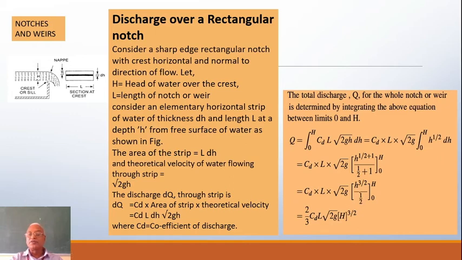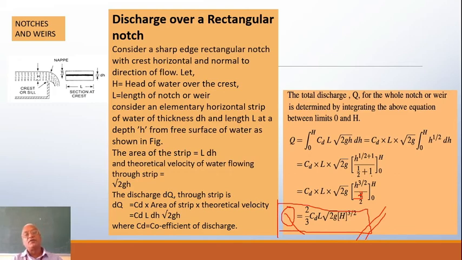So this should have been 3 by 2. So it becomes 2 by 3, and this becomes H raised to 3 by 2 minus 0, that is H raised to 3 by 2. So the discharge through a rectangular notch is given by this equation: 2 by 3 CD L root 2G H raised to 3 by 2. This simple expression will help you in solving many problems.